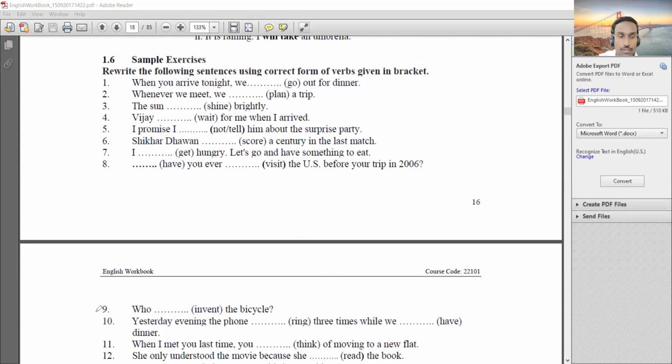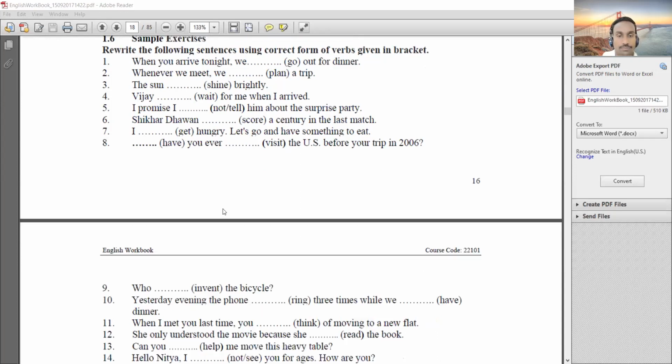Then let's pay attention to number 9. This is again quite simple, which says: who invent the bicycle? Invented. From bicycle itself you can understand, because the invention of the bicycle is not today or yesterday, so here we need to use simple past. It means we have to use V2. Invent is V1, invented is V2. So your sentence becomes: who invented the bicycle.